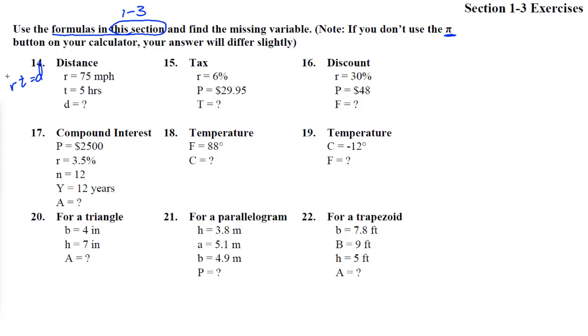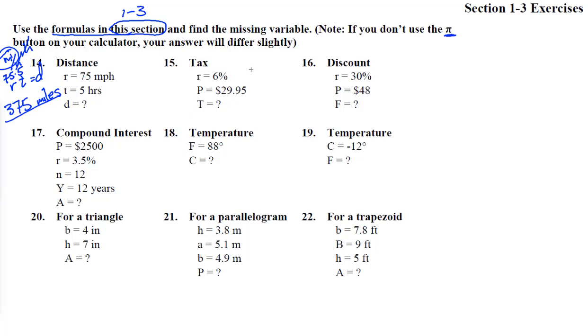So we take 75 times 5 to find d. So we get 75 times 5 is 375 miles. Notice when we take miles per hour and we multiply it by the number of hours, the hours cancel and we're left with miles. So 375 miles. All right, the next one, tax.